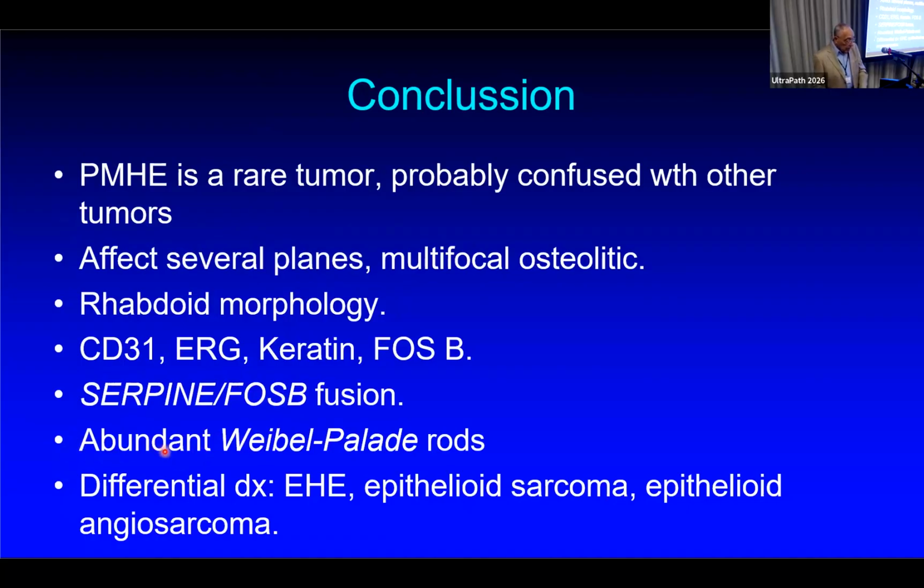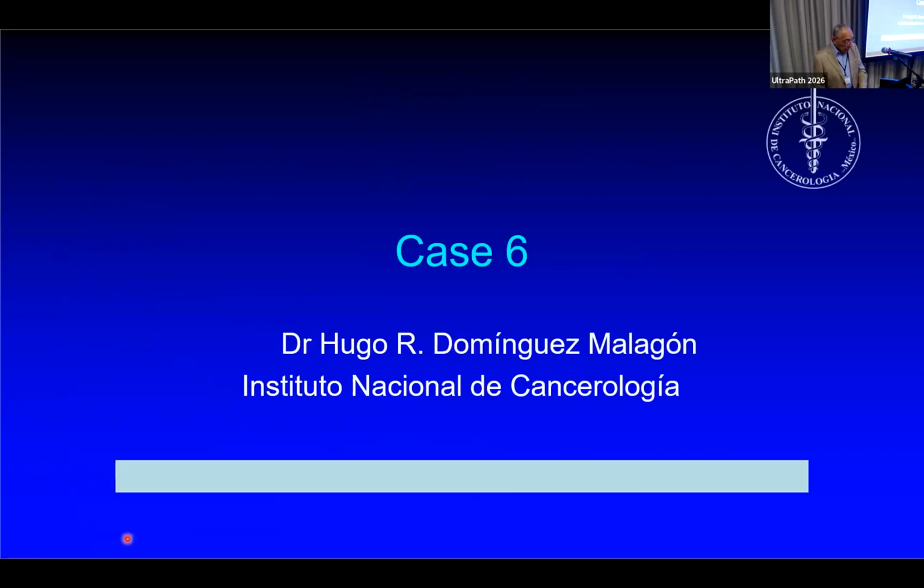It's a novel finding because there are no studies on this type of tumor, no structural studies. It has abundant Weibel-Palade bodies, rods, and intermediate filaments. This is the differential diagnosis I went through.